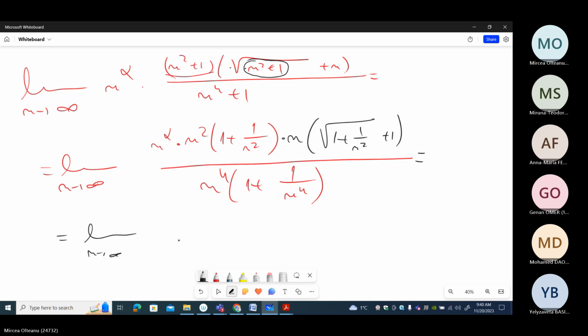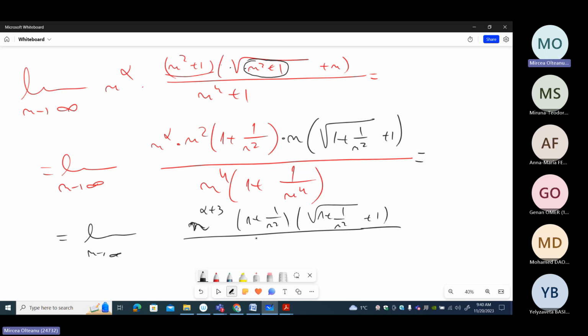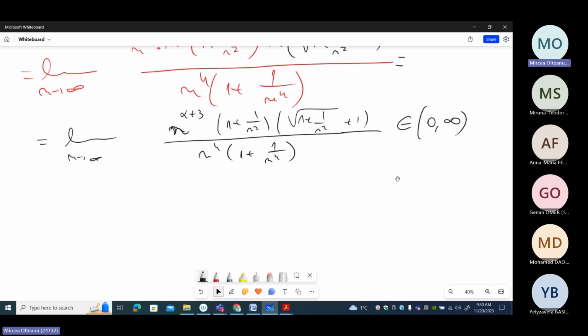And now above we have n at alpha plus 3. Sorry, yes, n at alpha plus 3 times 1 plus 1 over n squared times, yes, and below we have this. And now this limit will be non-zero and not infinite. It will be actually 1, but this is not important. Important is not to be 0 and not infinite, if and only if the power from above, which is alpha plus 3, equals the power from below, which is 4. So it gives us alpha equals 1.